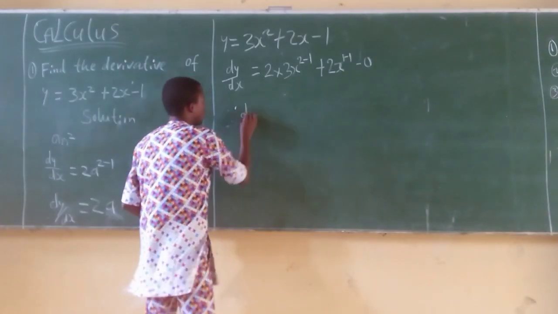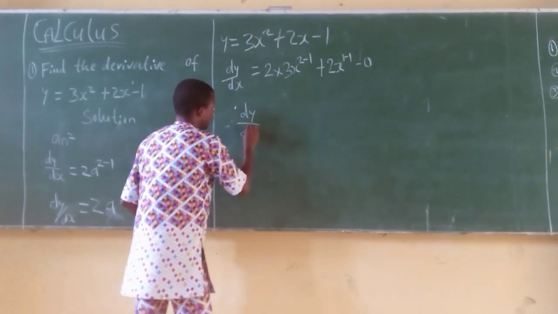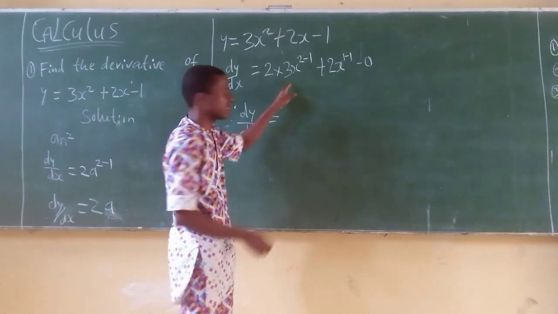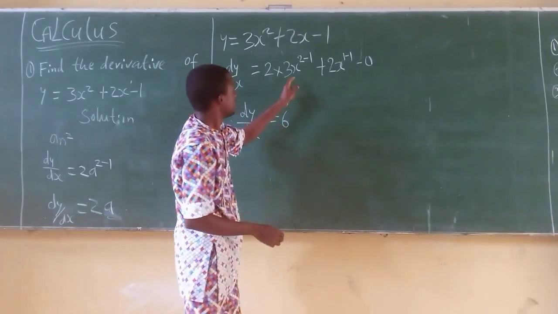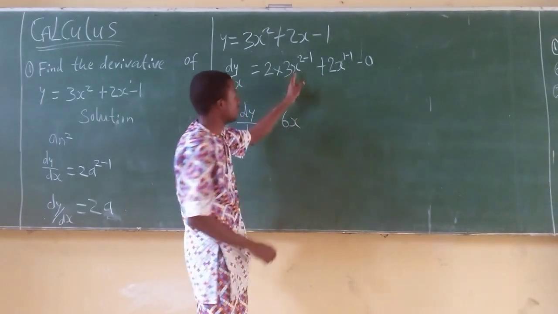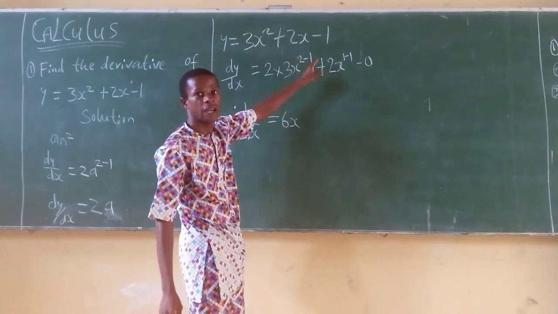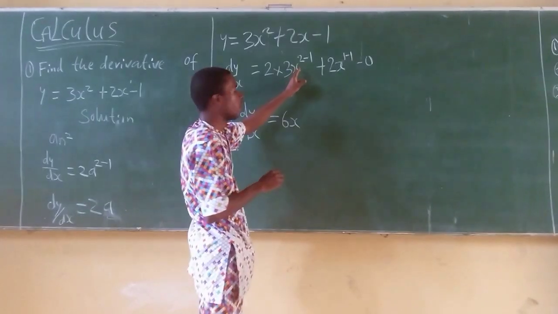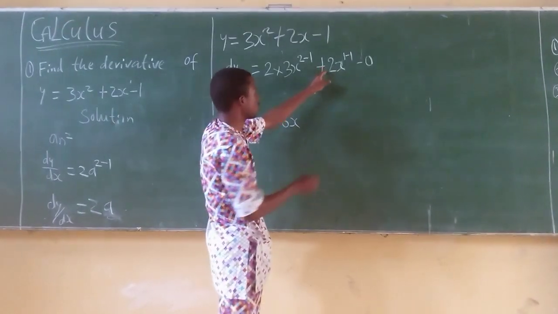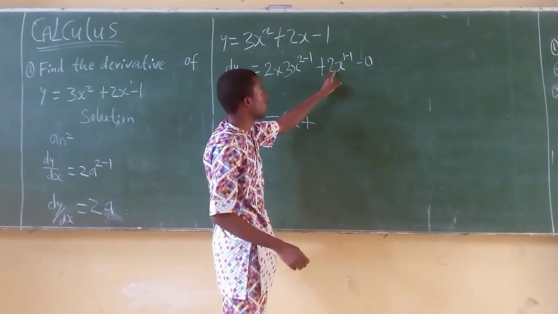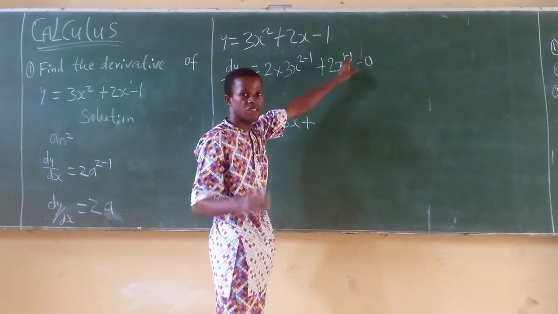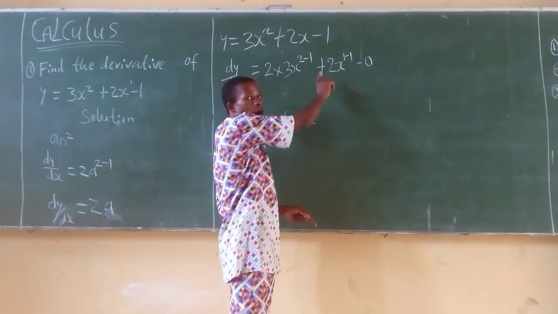Therefore, our d by dx becomes what? Equals 2 times 3 is what? 6. If we have our x here, this is this x. Then 2 minus 1 is 1. We raise to the power of 1, same as our x here. Then we come to plus. This plus here, we have 2x, 1 minus 1. 1 minus 1 is what? 0. And this x is raised to the power of 0.